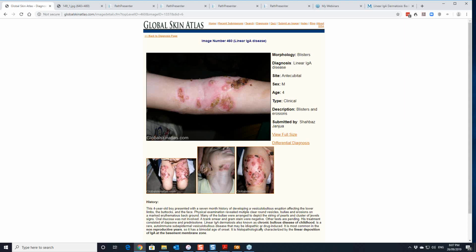The thing about this condition in children is that usually it will burn itself out. In other words, sometimes by the age of 10 to 12, the condition will just burn itself out, even when it occurs early on in a 4-year-old like that.